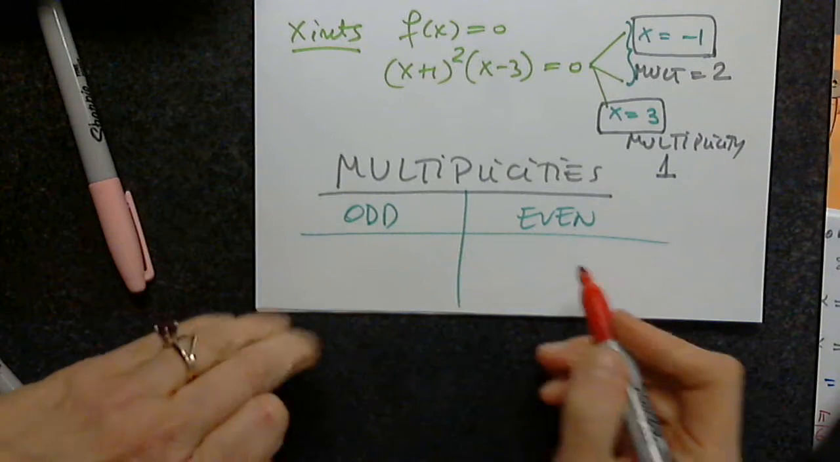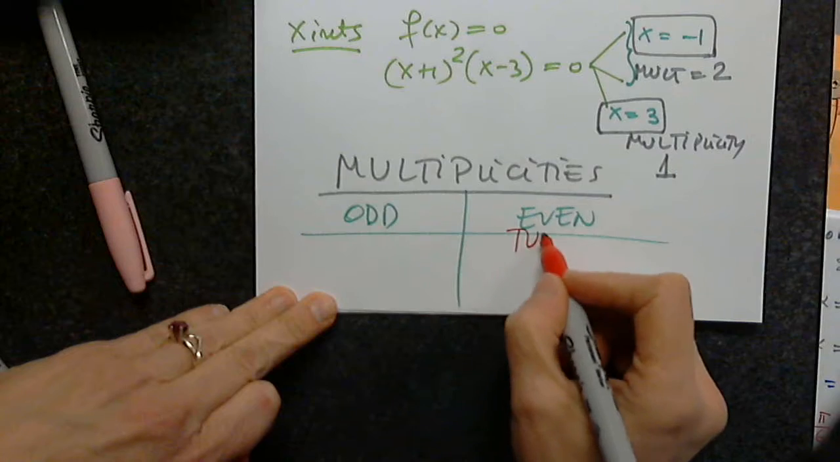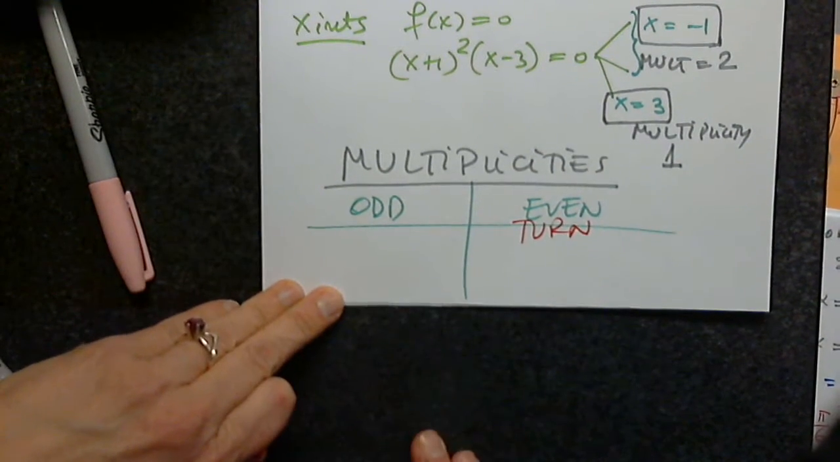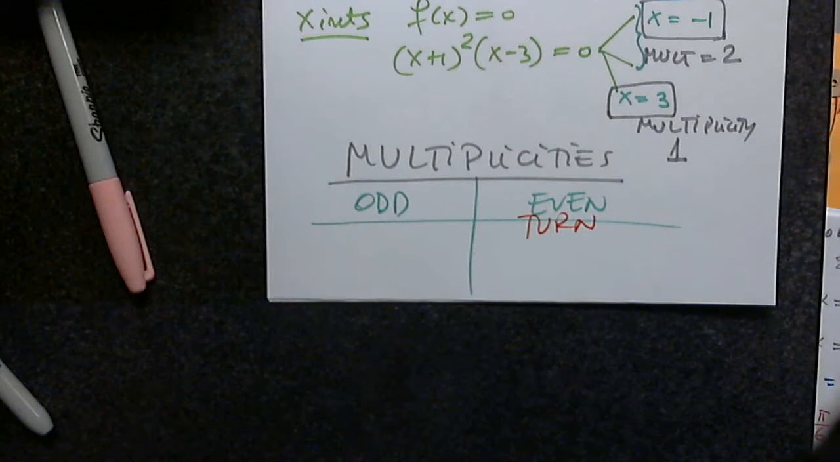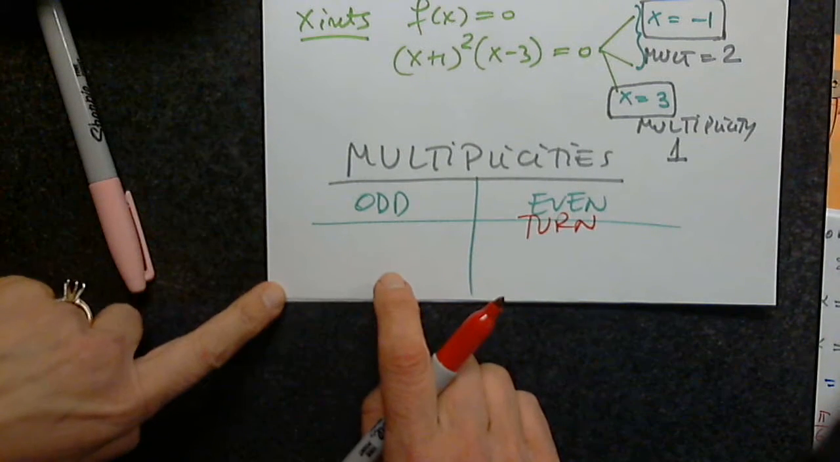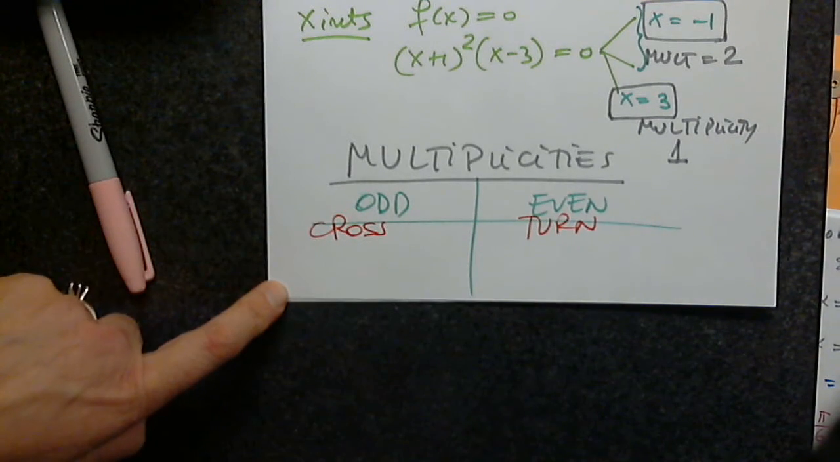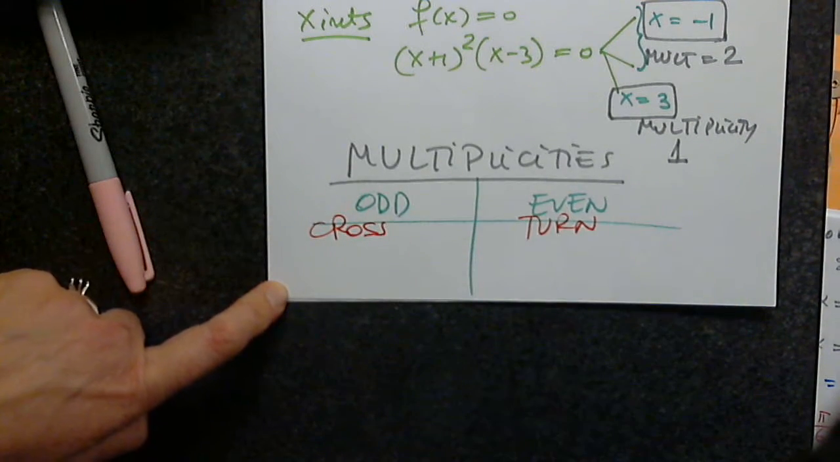So every even multiplicity is a turn. Every odd multiplicity, now let's think of the linear function. How many times does a linear function cross the x-axis? Right. So every odd multiplicity will be a cross of the x-axis. Turn on the x-axis.